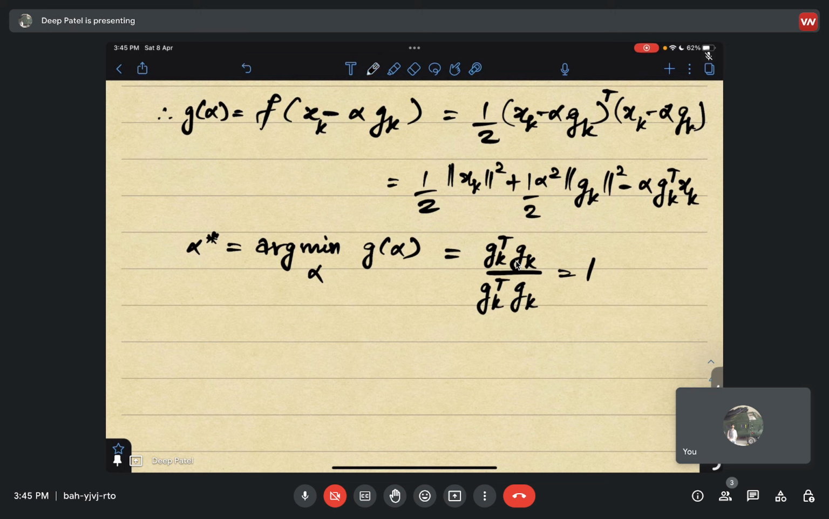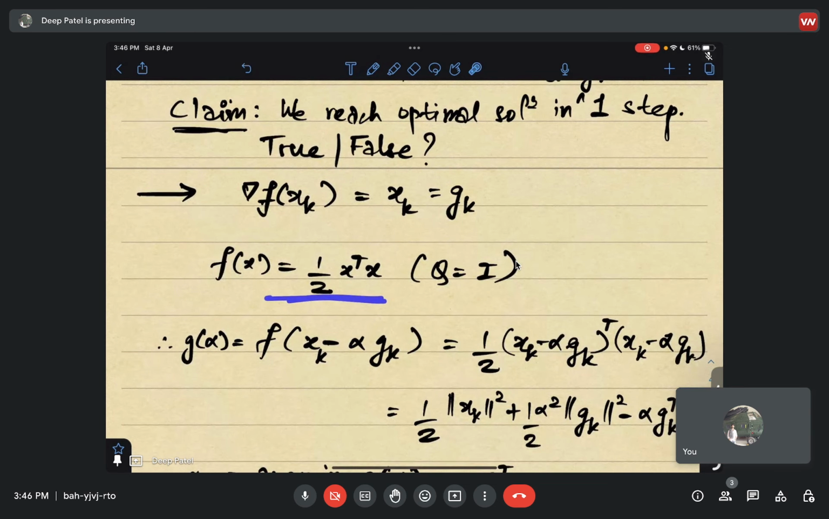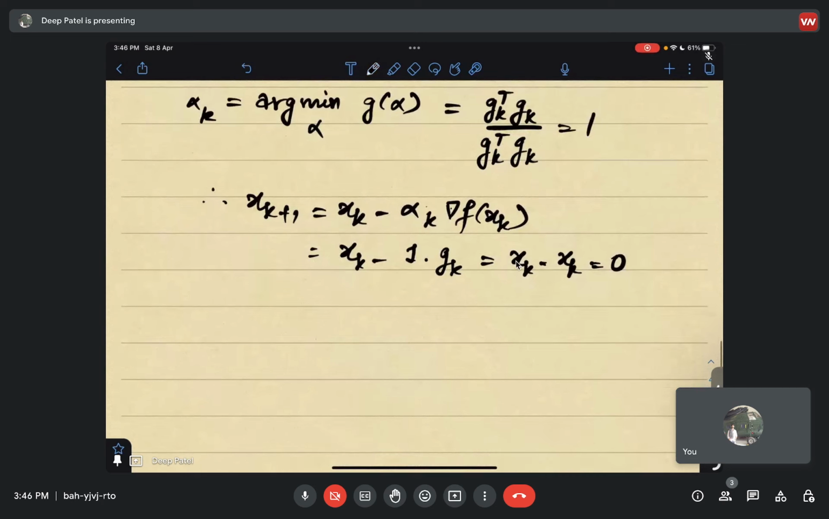Okay, so what will happen? xk plus 1 is simply xk minus alpha k, gradient f of xk. So xk minus 1 times gk, xk minus xk. And what is the function? Yeah, you're reaching the minimizer. So in one step it happened, right?